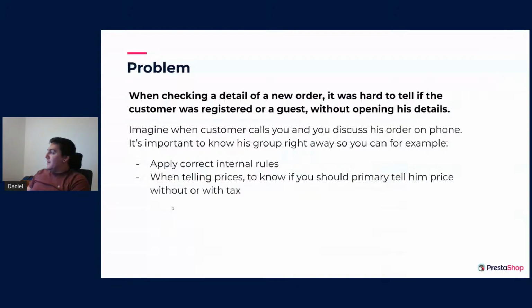Then on the order view page, if you open the order view page right now, you can't see if the customer is registered. You can see it maybe by the registration date, but it's not very clear for the new users. And also, you don't know which group the customer is in. For example, if somebody calls you and you are with him on your phone, and you discuss something about the order, yeah?